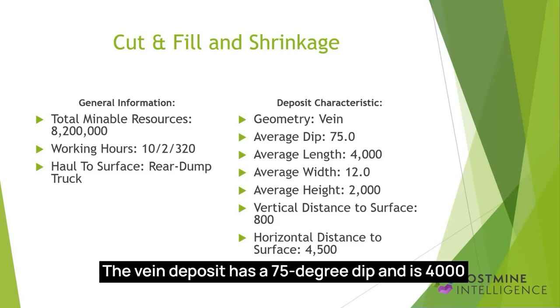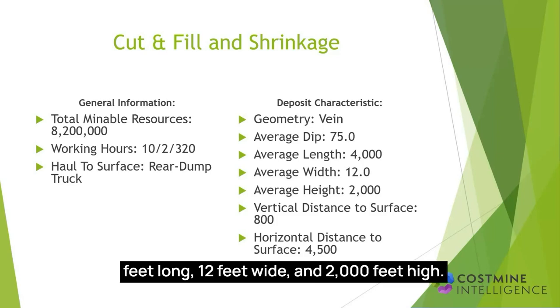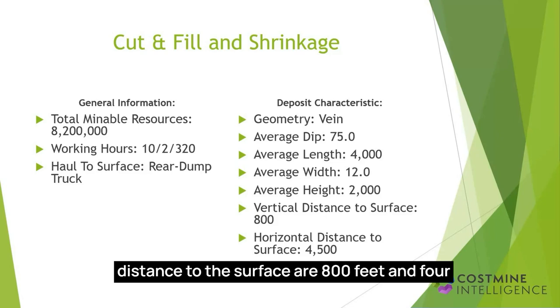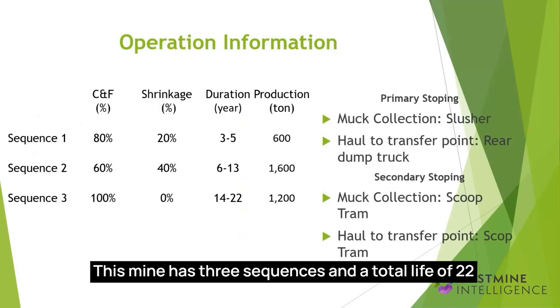The vein deposit has a 75-degree dip and is 4,000 feet long, 12 feet wide, and 2,000 feet high. The vertical distance to the surface and horizontal distance to the surface are 800 feet and 4,500 feet, respectively. This mine has 3 sequences and a total life of 22 years, including a 3-year pre-production period.